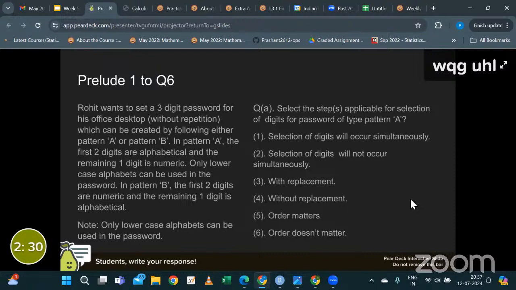Sir, I'm confused between simultaneous and not simultaneous. See, simultaneous means to perform that particular task, whether you have to do this and this procedure or this procedure. So here, to create a 3-digit password, I'm giving you the answer for this. What you have to do, you have to do.